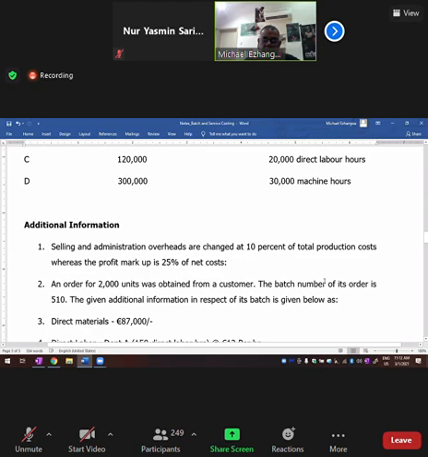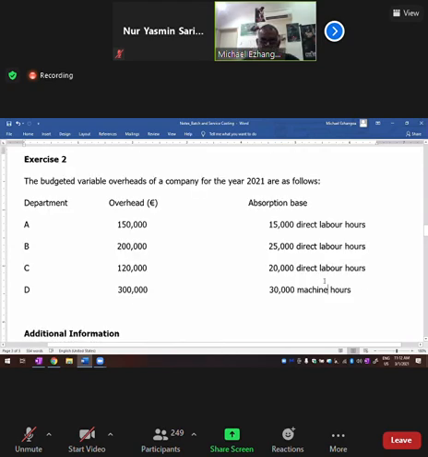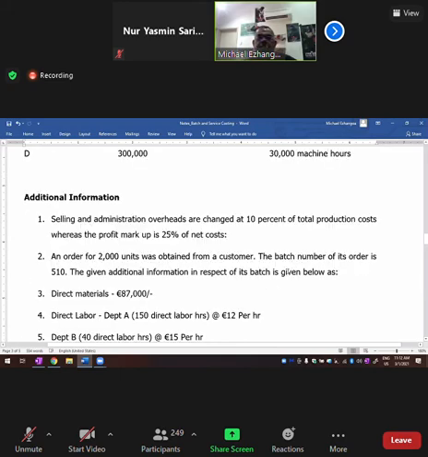Next, additional information. You have over here, selling and administration overheads are charged, yeah, sorry, are charged at 10% of total production costs, whereas profit markup is 25% of net costs. Fair enough. Then you have an order for 2,000 units obtained from a customer. The batch number of its order is 510. The additional information in respect of its batch is given below.